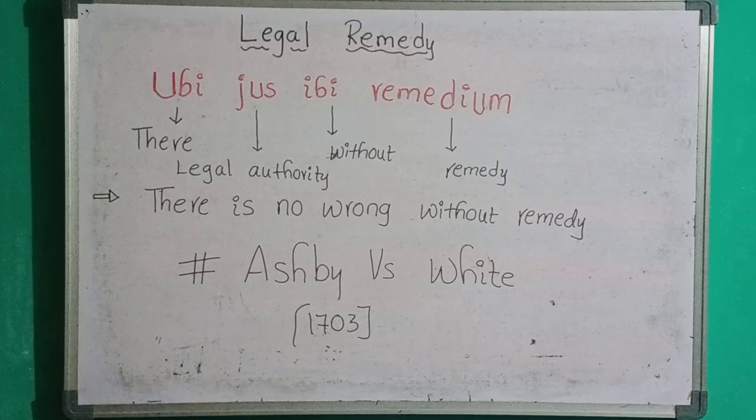The principle was established for the first time in the leading case of Ashby versus White, 1703. In this case, the plaintiff was a voter in a parliamentary election. The defendant, who was the returning officer, wrongfully refused to accept his vote. In spite of this, the candidate had won the election. The plaintiff sued the defendant for damages. The defendant contended that the plaintiff had suffered no damage as his candidate had won the election.